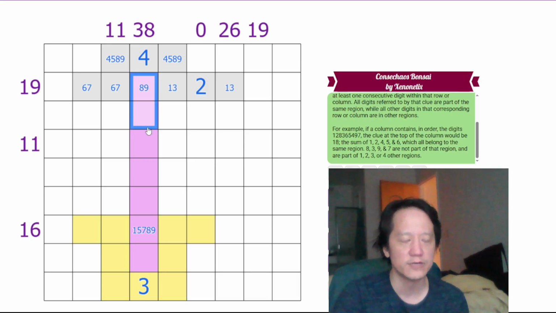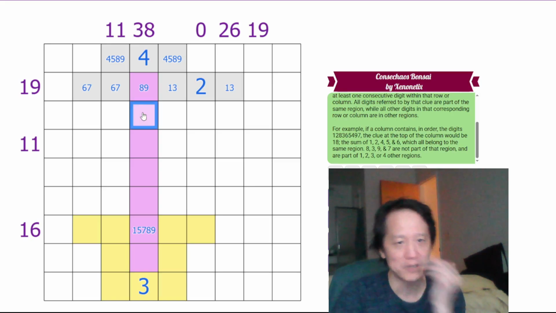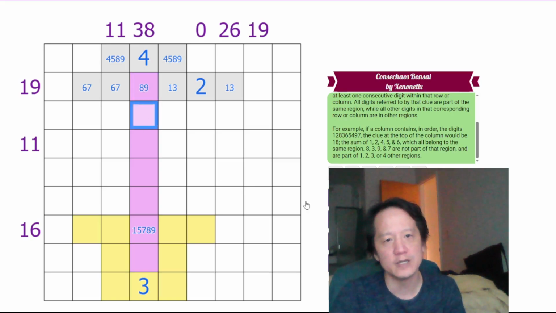It's only consecutive with 8. If this were not 9, this had to be 8, therefore the 9 would have to be here. So this has to be an 8. This can be 9, 8, or 8 and 9 here. So this becomes an 8, 9 pair.